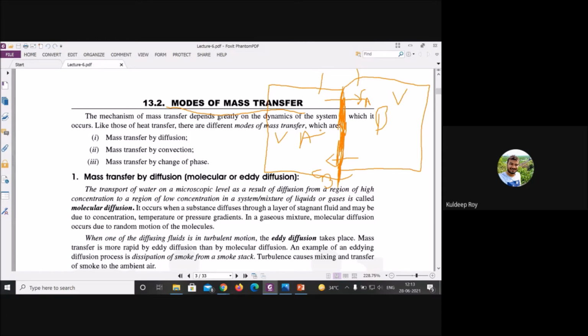Now why am I talking about species? A will transfer from this position to this position, and B will transport the other way. Here a species balance is happening, going from one compartment to another through the semi-permeable membrane, if a membrane is there.